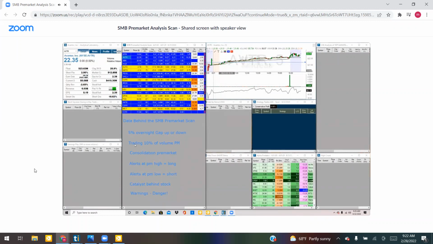Also, and we'll explain in a couple of examples, we're looking for stocks during the pre-market that are consolidating.